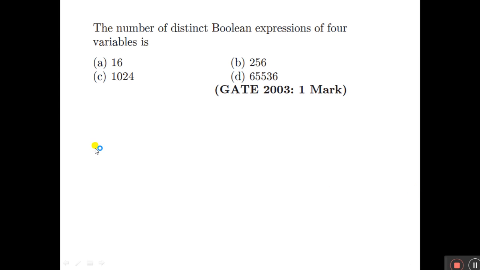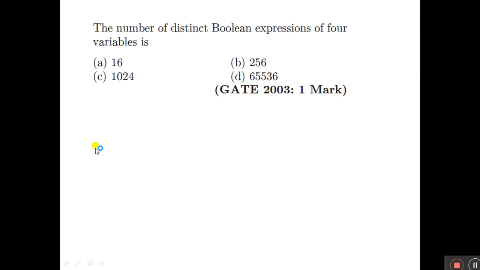The first question is: the number of distinct Boolean expressions for four variables is option A 16, option B 256, option C 1024, option D 65,536. The question is the number of distinct Boolean expressions.